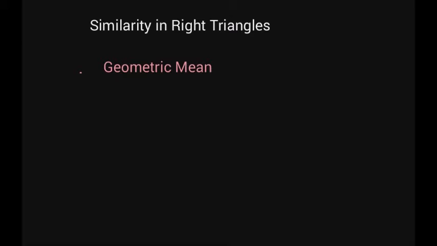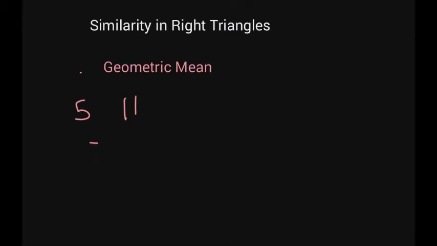Alright, we're going to talk about similarity in right triangles. To start, we're going to begin with what the geometric mean is. So let's say we have two numbers, 5 and 11. That works. So we want to find the geometric mean.